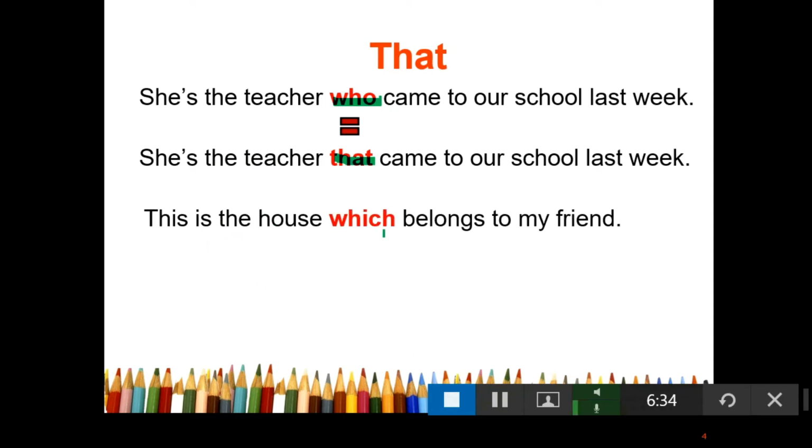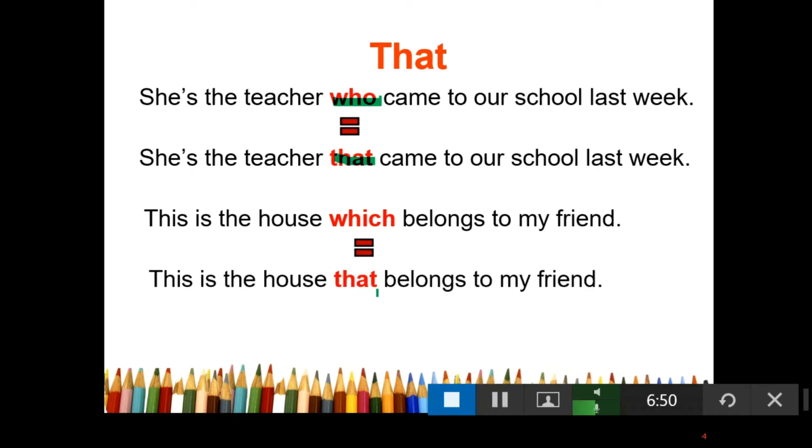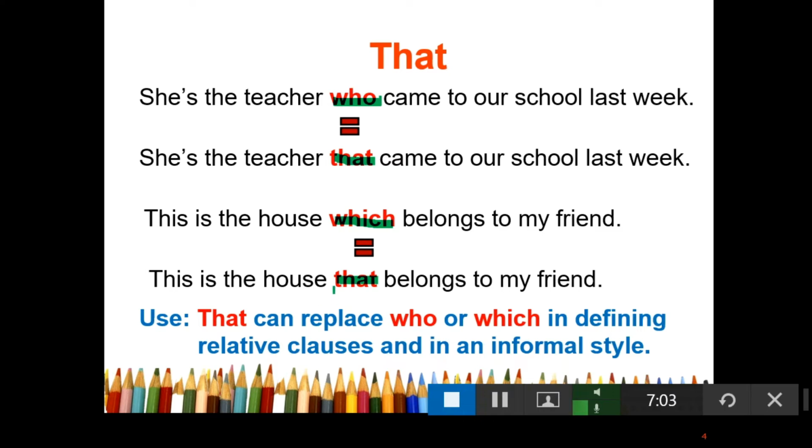This is the house which belongs to my friend. We used which here because the house refers to things, ideas, and so on. This is the house that belongs to my friend. So the house, which, the house, that. So we can conclude that that can replace who or which in defining relative clauses and in an informal style.